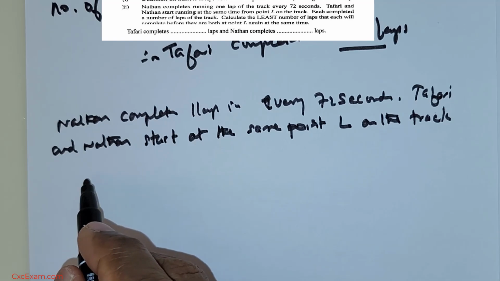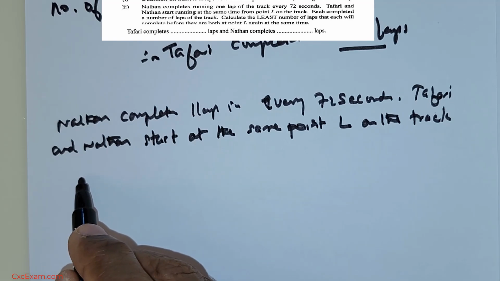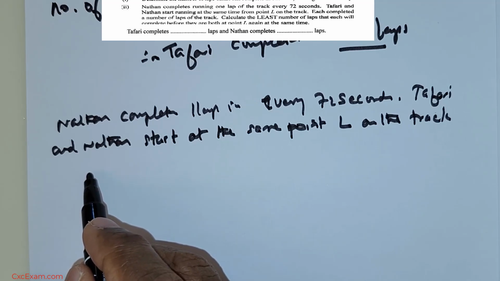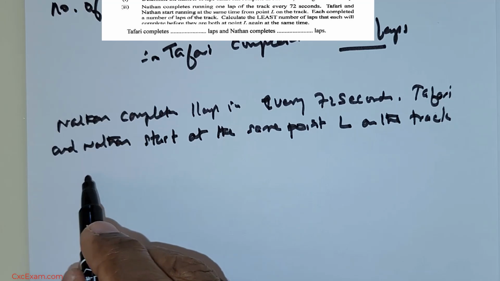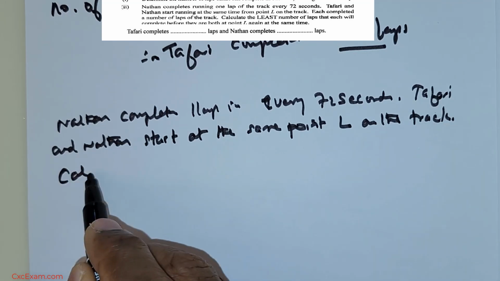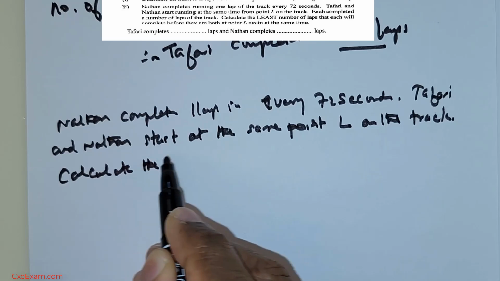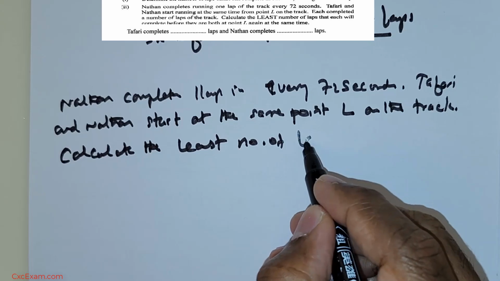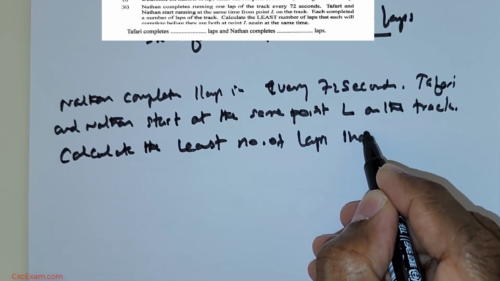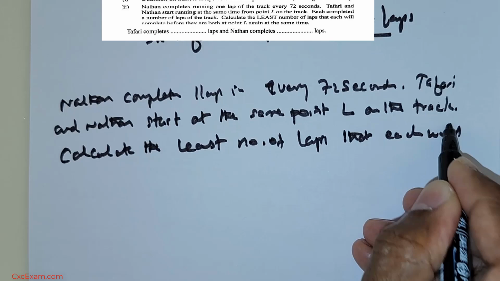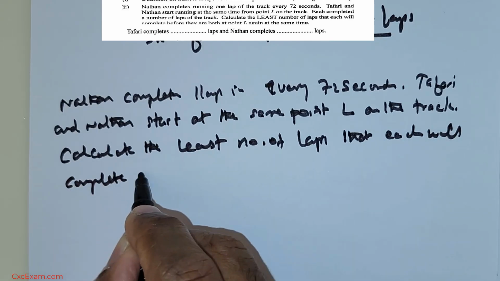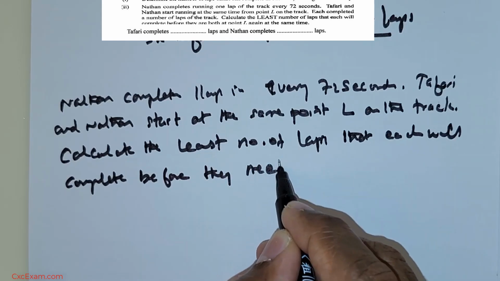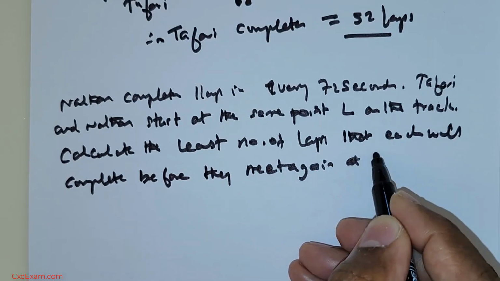Now each completed number of laps. Okay, so I will just write this. Calculate, this is the final part, the least number of laps that each will complete before they meet again at L.